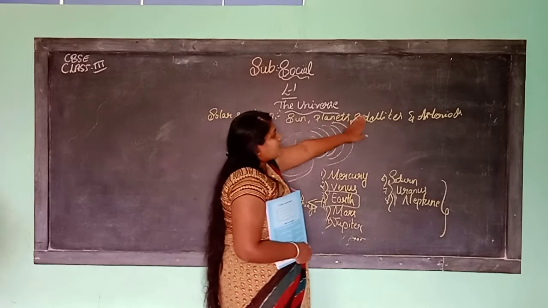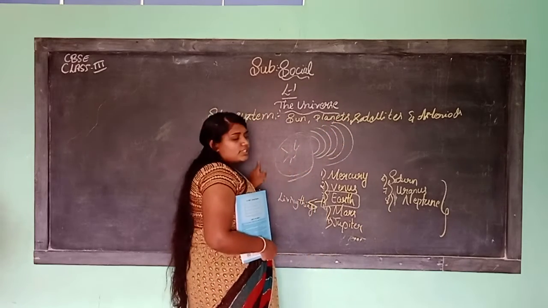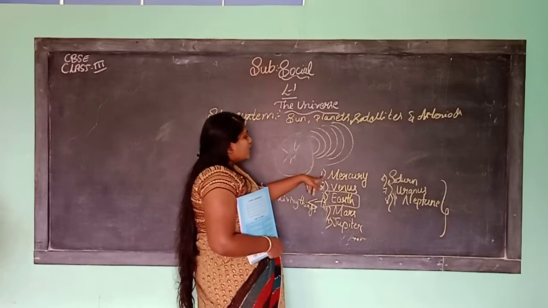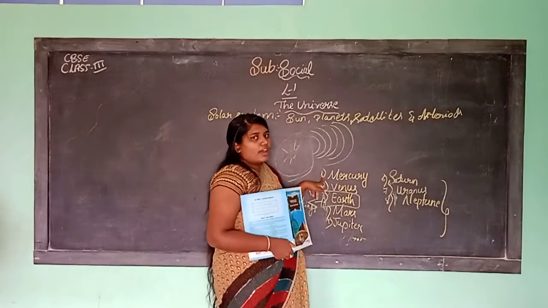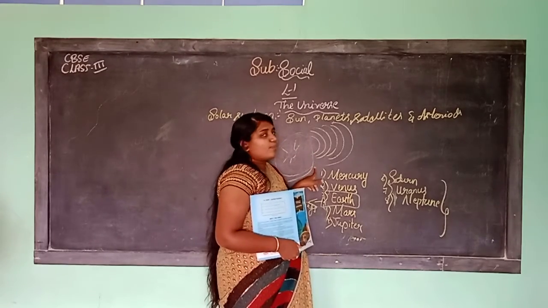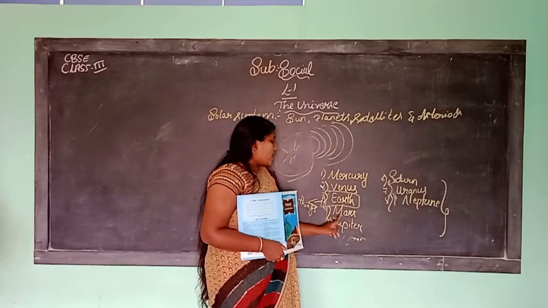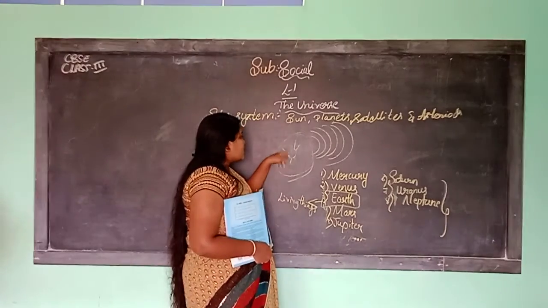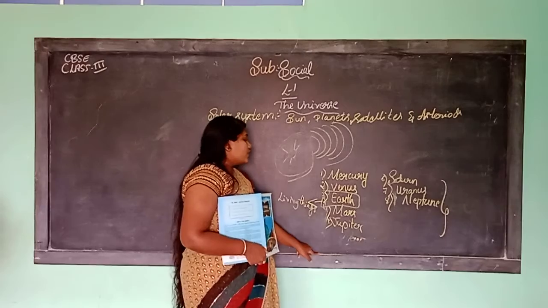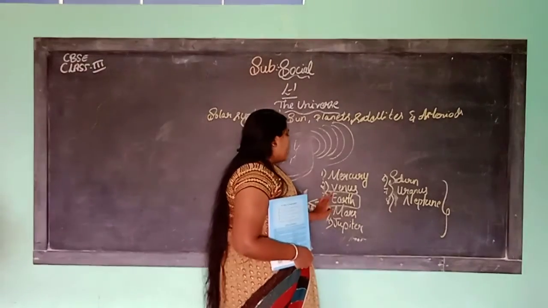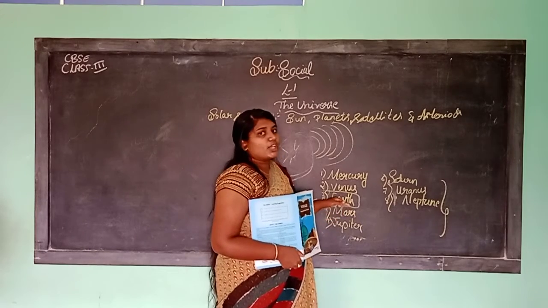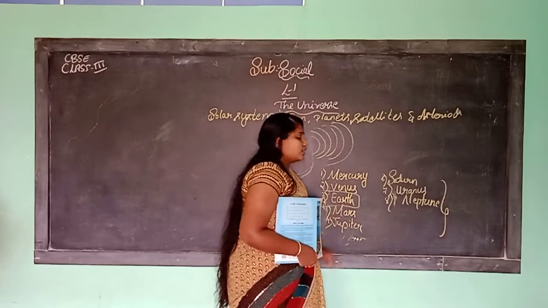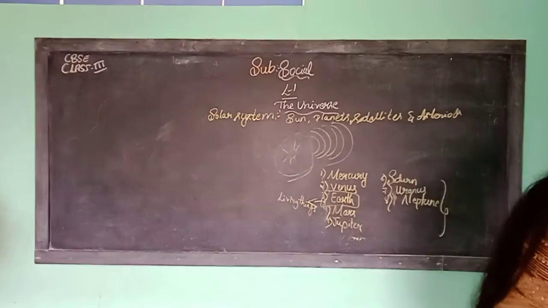Solar system. What is there in the solar system? Sun, planets, satellites and asteroids all revolve around the sun. Sun is in the center. Which are the planets? Mercury, Venus, Earth, Mars, Jupiter, Saturn, Uranus, Neptune. These all revolve around the sun in order. Among the eight planets, in which planet can living things exist? Living things can exist on planet Earth, because Earth has air and water. Understood, children? Next is planets.